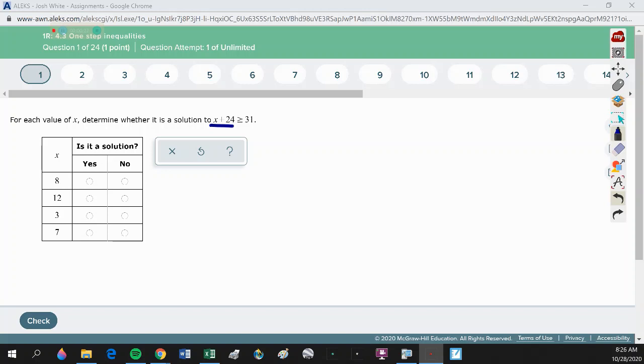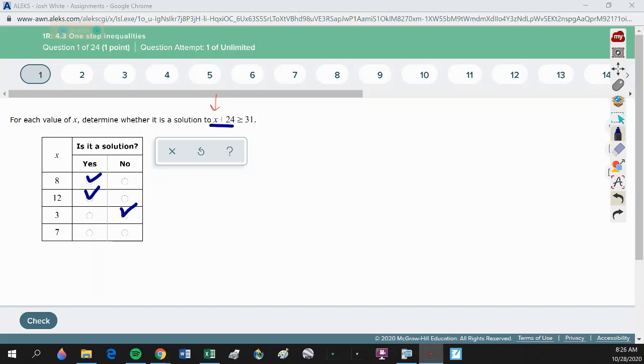And all you have to do is plug them in. So if we stick 8 in there, 8 plus 24 is 32. Is 32 greater than or equal to 31? Yes. What about 12? 12 plus 24 would be 36. So yes. 3 plus 24 is 27. That one would be a no.